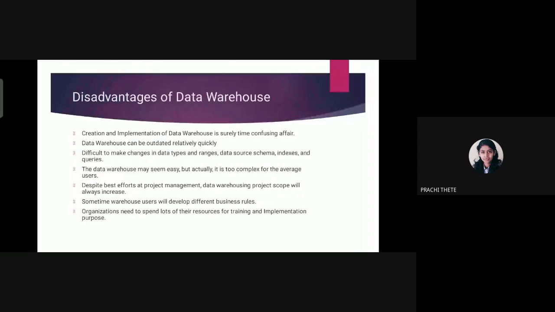Then the disadvantages of data warehouse. Creation and implementation of a data warehouse is surely a time consuming affair. Data warehouse can be outdated relatively quickly, and it is difficult to make changes in data types and ranges, data source schema, indexes, and queries. The data warehouse may seem easy, but actually it is too complex for the average user. Despite best efforts at project management, data warehouse project costs will always increase. Sometimes warehouse users will develop different business rules. Organizations need to spend lots of their resources for training and implementation purposes.